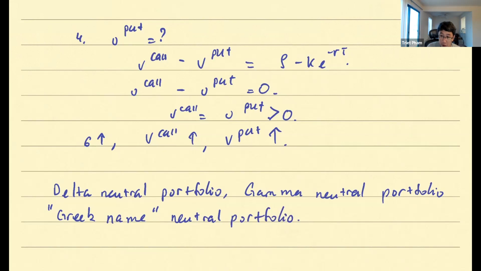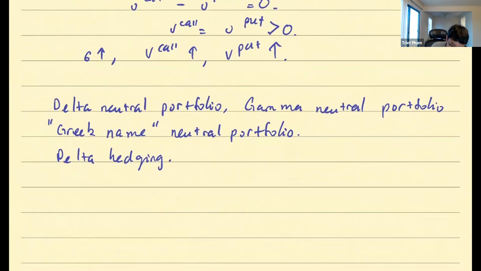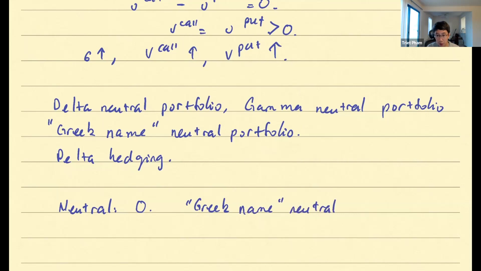Okay. So that's one notion that people discuss a lot in the financial world. The second one I want to talk about is the idea of delta hedging. All right. So first, I guess it's obvious that the word neutral means 0. So when we say Greek name, whatever that is, neutral, what we mean is we want the corresponding Greek of that portfolio to be 0.